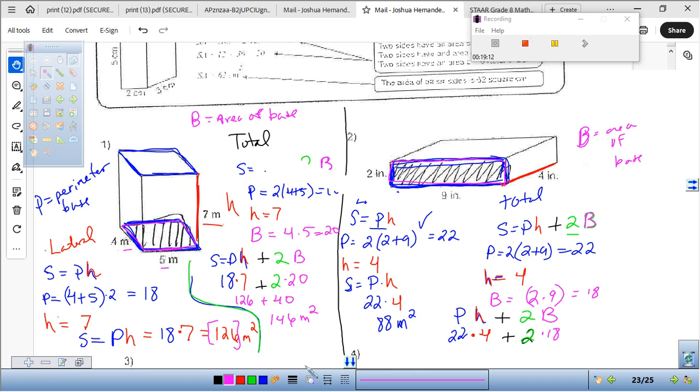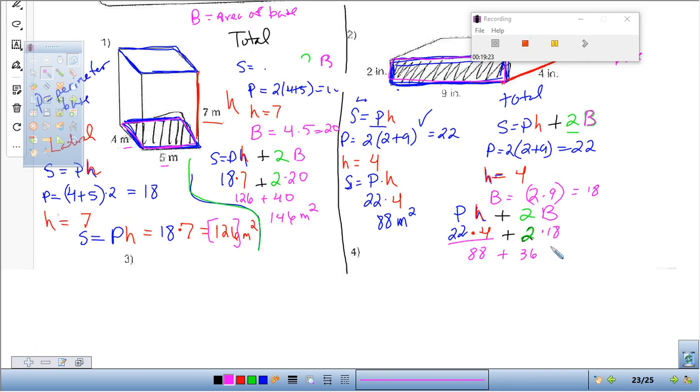So this one over here gives me 88 plus 2 times 18, which is 36. Then we just start adding these things up. 6 and 8 is a 14. Carry the 1, 9, 10, 11, 12. 124 inches squared, because it's going to be areas. Okay? Hopefully that works out. Again, this would be your lateral surface area, and this would be your total surface area.